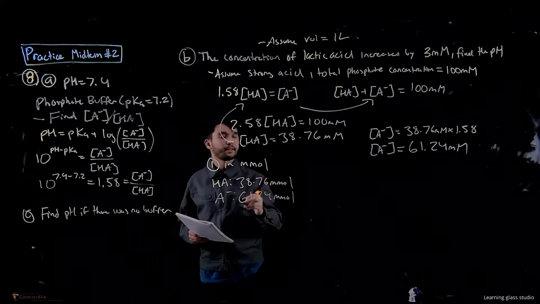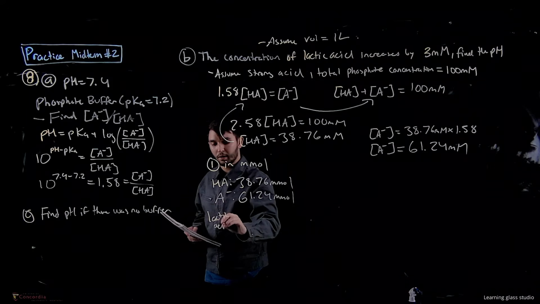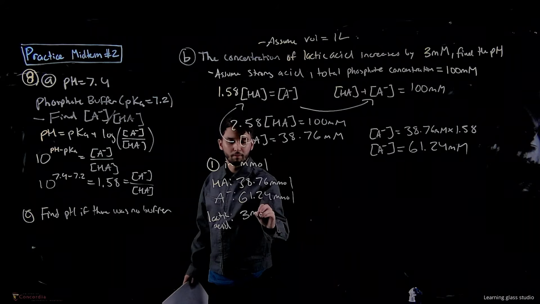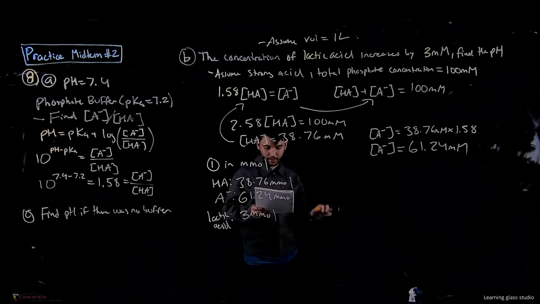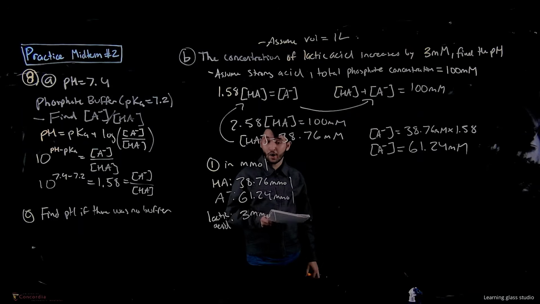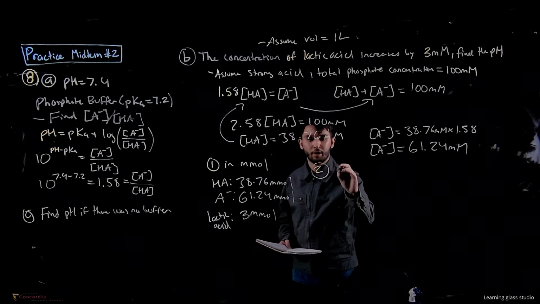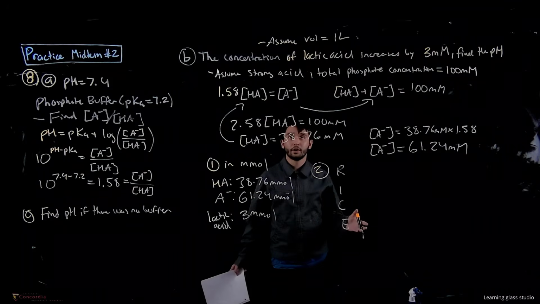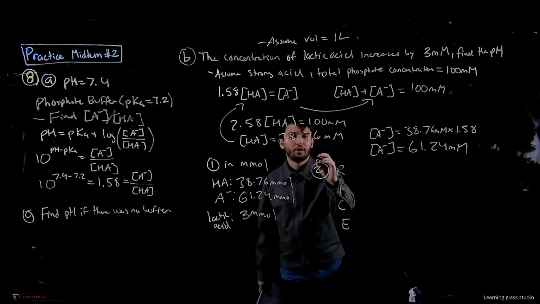And then for our lactic acid, we can get 3 millimole. All right, now we have everything in millimoles. So now what we can do is enter this all into our RICE table. And because we have a strong acid, we are going to do stoichiometry. We're not doing equilibrium stuff yet. So this is all stoich.